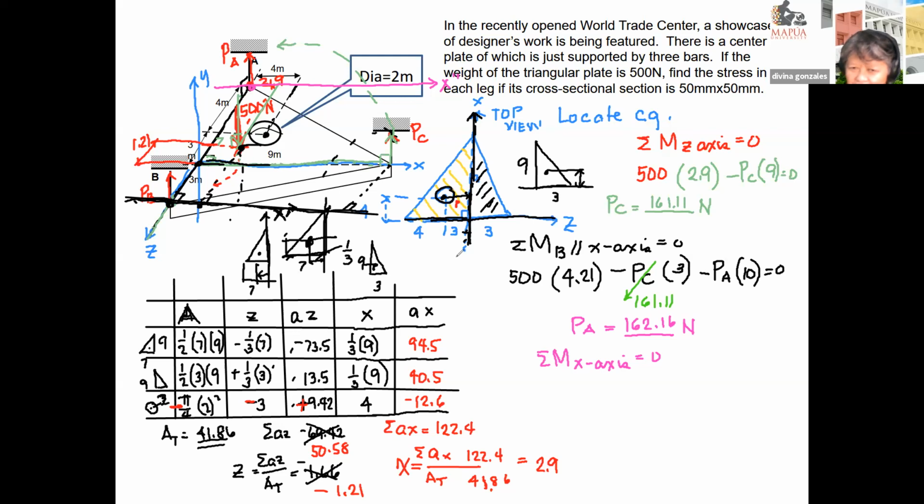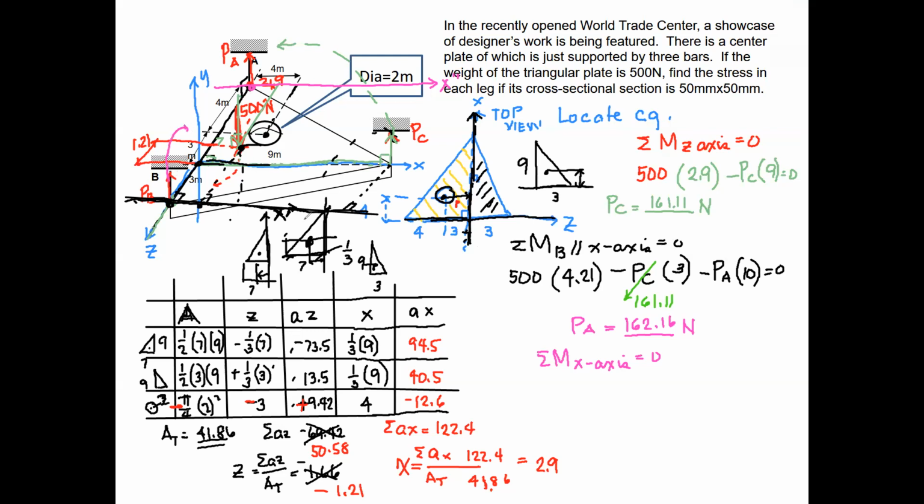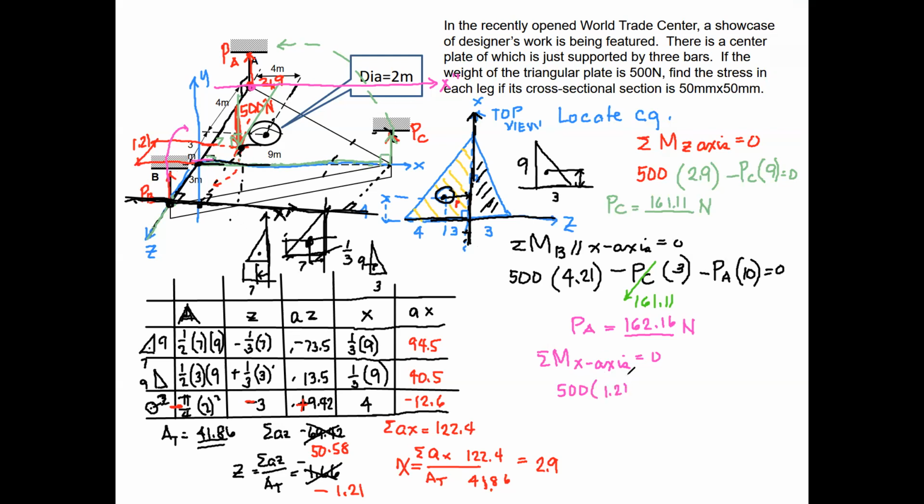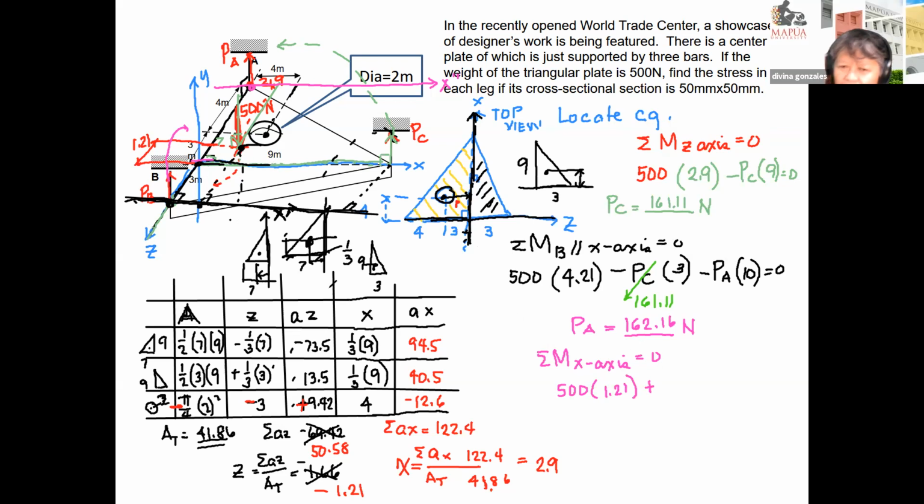Where do you want to sum up moment? Sa X-axis mismo. Sino yung nagsagot? Coronel po. Okay, will you start, Coronel, about the X? What rotates clockwise about the X? Yung 500 po. Ay, positive po yung 500. Okay, 500 times what is the distance from the X? 1.21 po. Okay, meron pa bang positive?